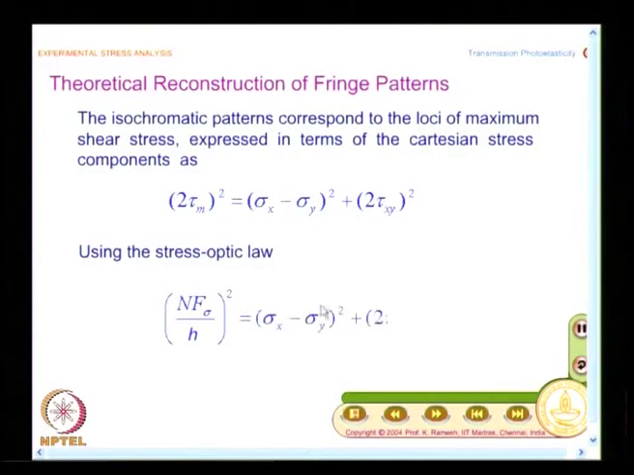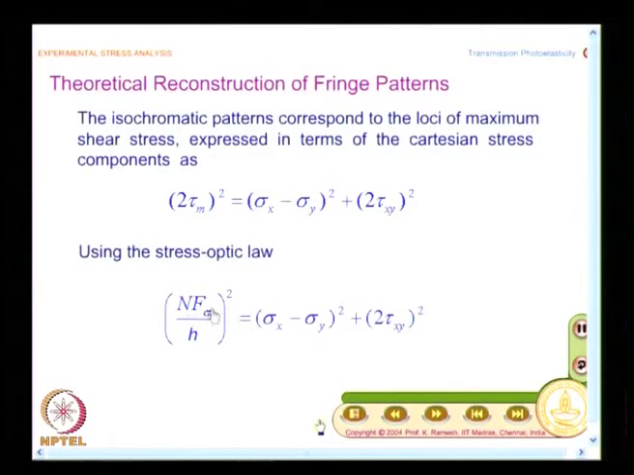And what do we get from the stress optic law? You get N F sigma by h. So, this is related to this. Now, what do you see as fringe pattern? You see as fringe pattern only the fringe contour N.